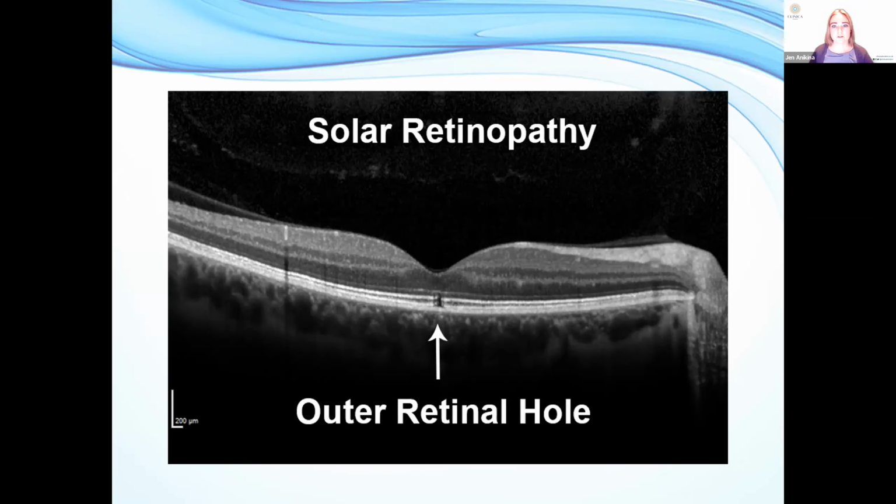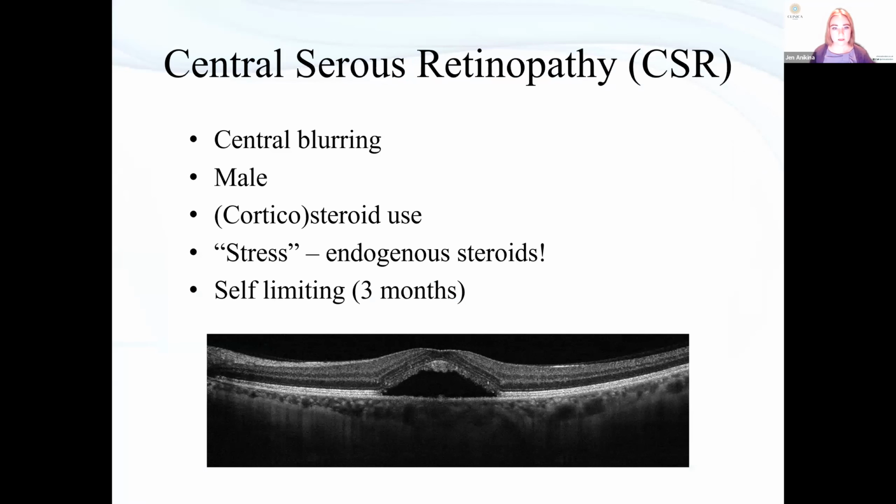Okay, so CSR. Here we are, central blurring, male, corticosteroid use, stress, that's your endogenous steroids. It's usually self-limiting within about 3 months. So within about 3-4 months, it usually goes away. And we do want to see it routinely. And usually by the time they get to clinic, they have a tiny little sliver of fluid left, and we'll follow them up in a few months, and they come back and they're completely dry with a little perturbation of the RPE layer.